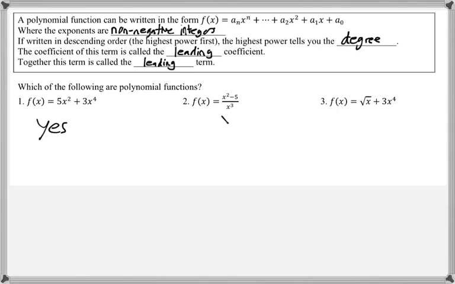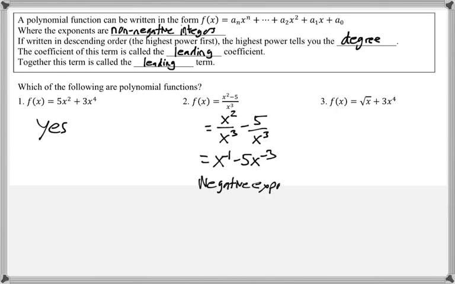I want to separate this. And then if I reduce, this is x to the negative 1 minus 5x to the negative 3 if I write it in that form. And I have negative exponents here. So that would be a no.